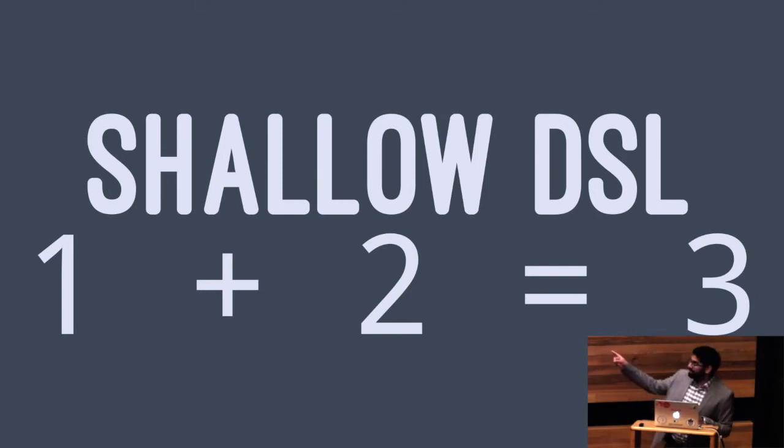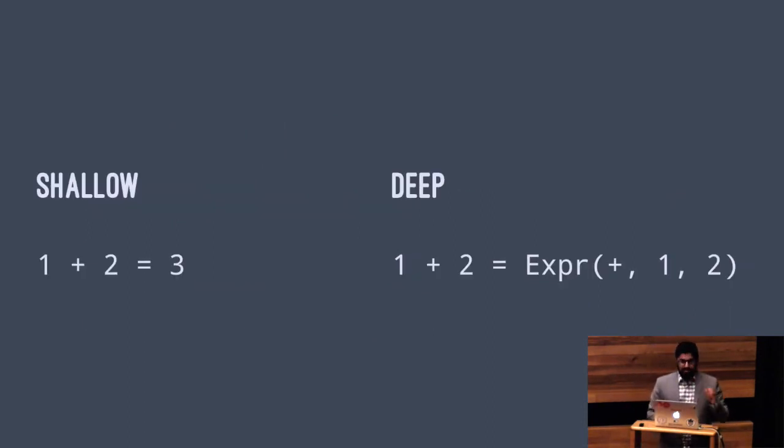And this is what we expected the first time, right? So 1 plus 2 should equal 3. But the difference between a shallow and deep DSL is that a shallow DSL is a fixed representation. So when we see the result of 3, we don't know that it was 1 plus 2 that got us there. We don't know if it was 4 minus 1 that got us there. We just know what the end result is.